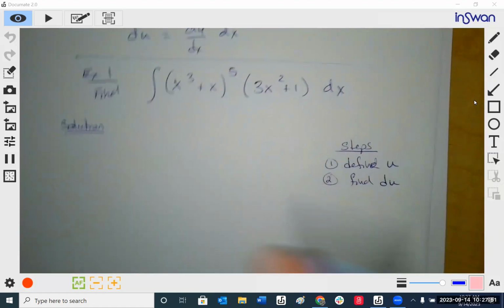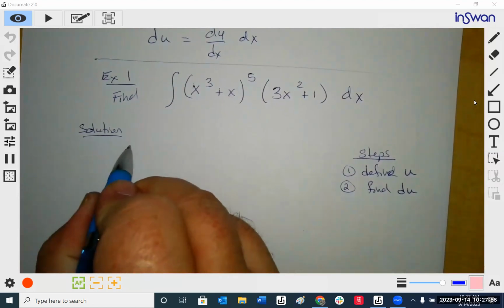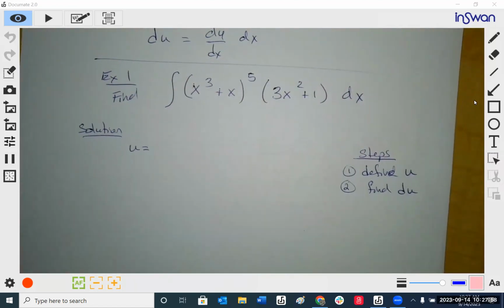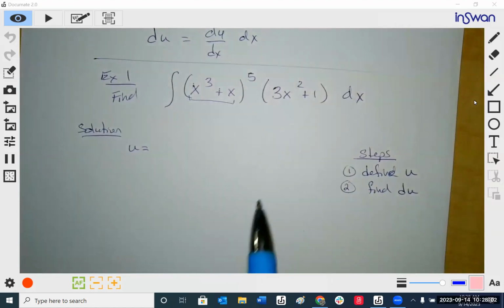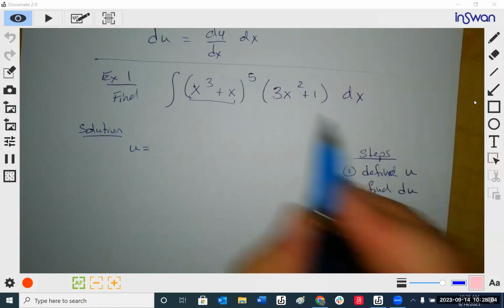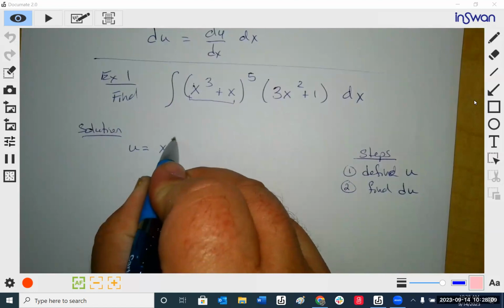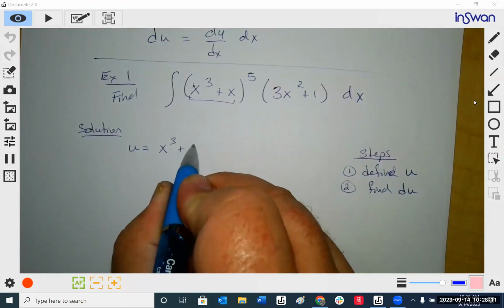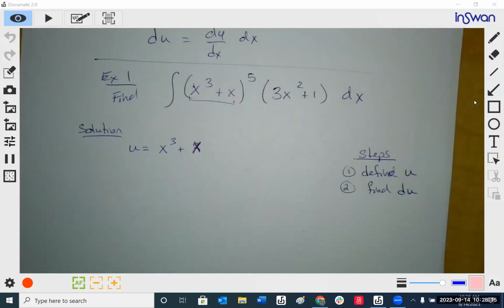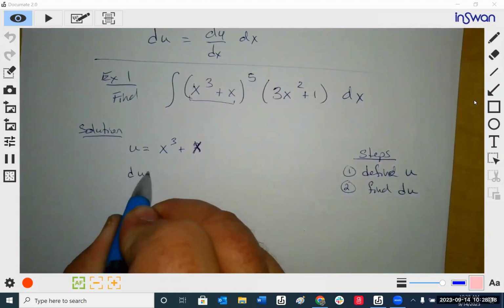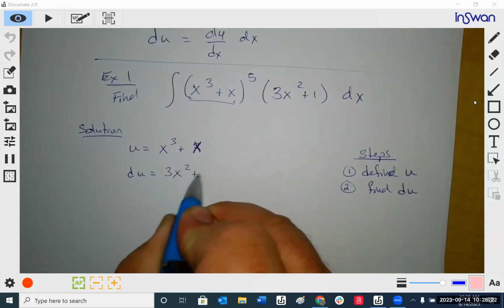So what, in our case, what is u? Yeah, it's got to be the largest exponent because the derivative is always smaller. So this one is the x cubed plus x, I'm sorry. So what is du? Yeah, 3x squared plus 1.